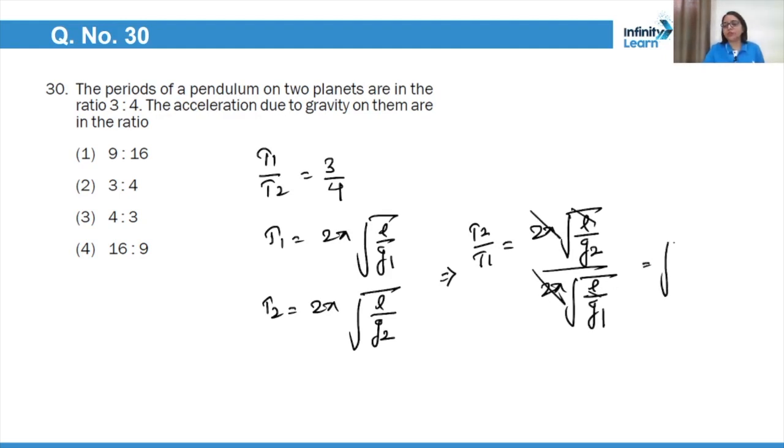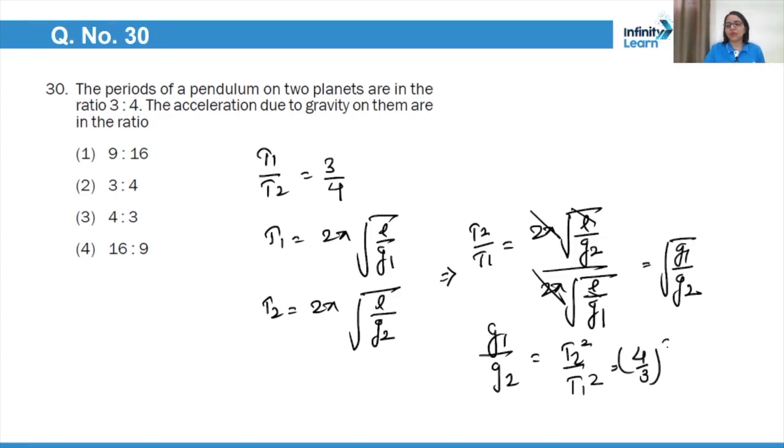So we have under root G1 upon G2 is T2 by T1. So G1 upon G2 will be T2 square upon T1 square. T1 upon T2 is 3 by 4, so T2 upon T1 is 4 by 3. So this is 4 by 3 whole square, which is 16 upon 9. So correct answer is option 4.